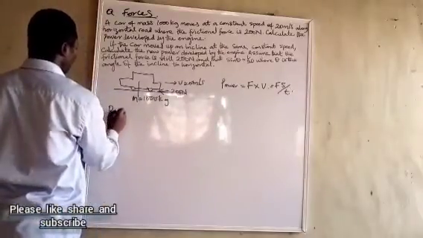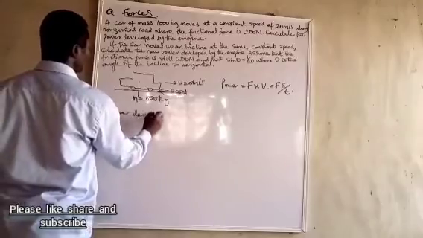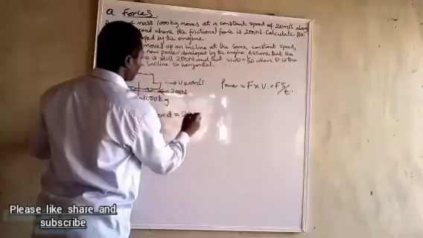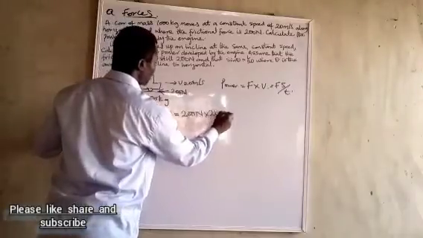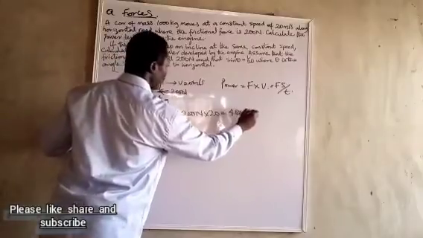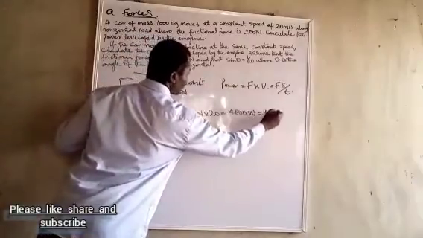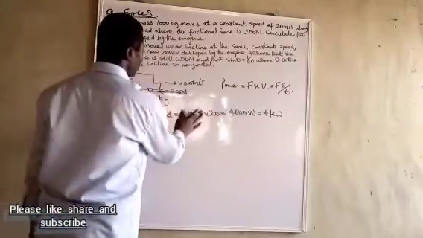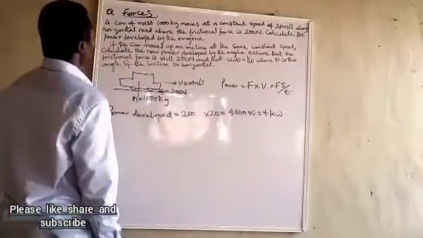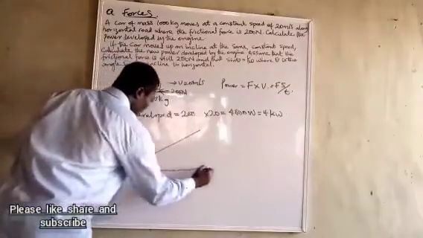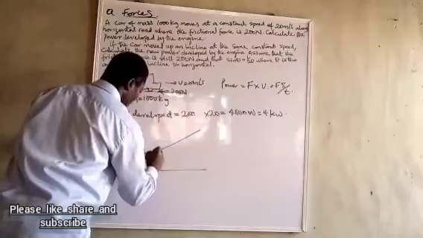Therefore, power developed is equal to 200 times 20, which is 4,000 watts or 4 kilowatts. So 200 Newton times 20 meters per second, so we have 4,000 watts. If the car moves up an incline, so this is what we have now. The car is moving up this incline. Let's use this one to represent the car.